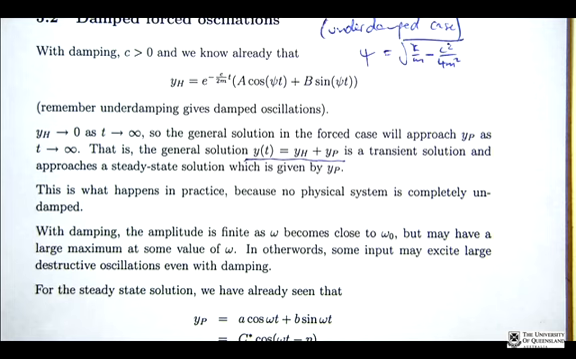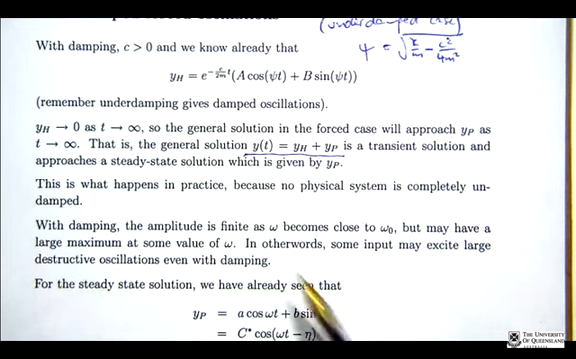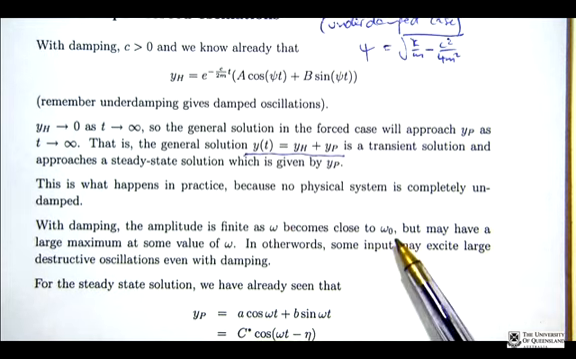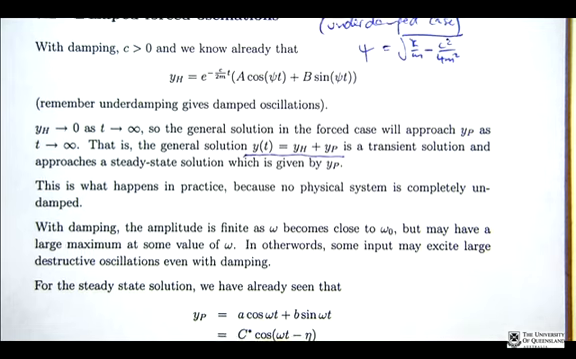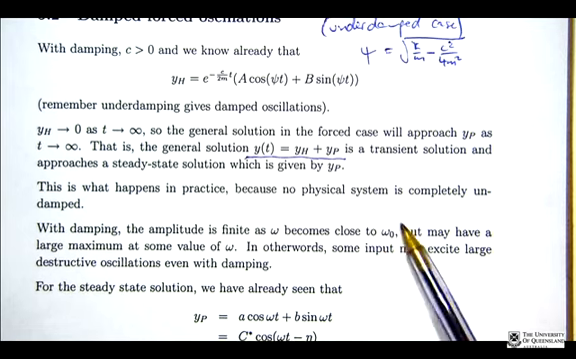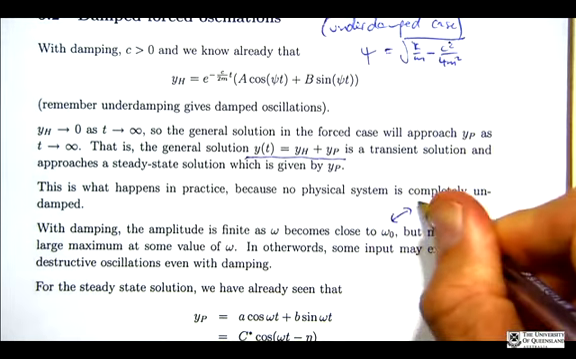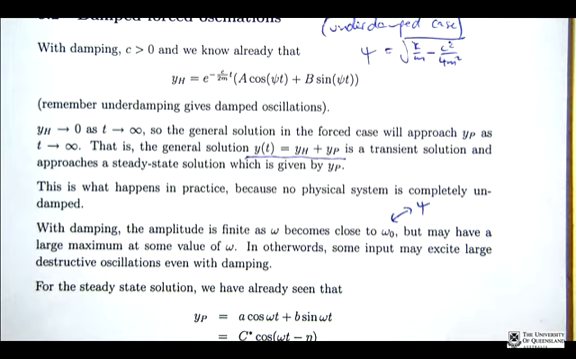So one other thing we can see is that the amplitude is actually finite. The amplitude of the oscillations is finite, even as the driving frequency becomes close to the natural frequency of the system. I guess here I should be talking about psi, not omega naught. Okay, I should be talking about psi. But there may be some large maximum of the amplitude at some specific value of the driving frequency.